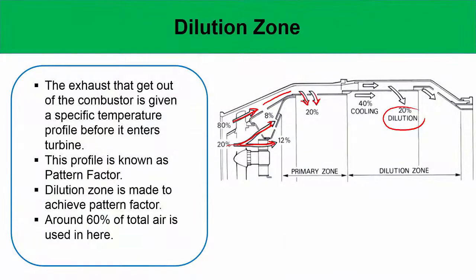As an engineer, your focus should be to design the turbine blades in such a manner that their life is maximized. To ensure that, you have to ensure that the average temperature profile and the fluctuating temperature profile that the turbine blade sees are designed so as to minimize the thermal stresses, or you provide them a temperature profile which will maximize their life. This profile is known as the pattern factor, and this dilution zone cooling is designed to achieve a particular pattern factor. As you see, 60% of this air is used here, 40 plus 20, 60% that is used for achieving that.